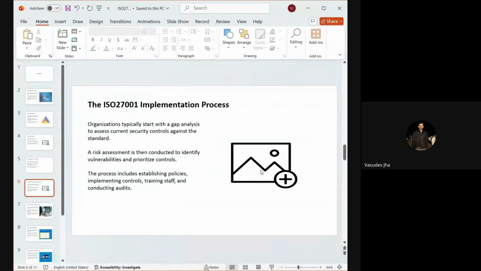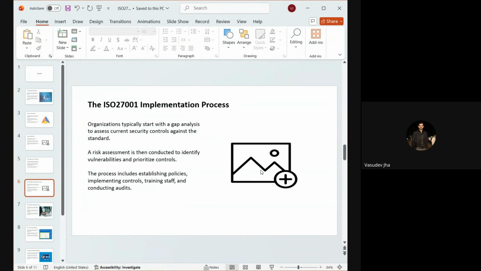Okay, the ISO 27001 implementation process. Organizations typically start with a gap analysis to assess current security controls against the standard. A risk assessment is then conducted to identify vulnerabilities and prioritize the controls.